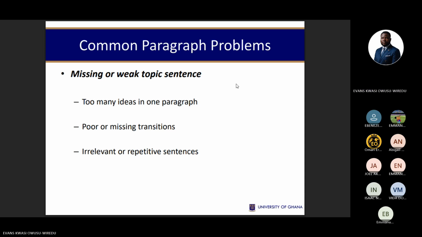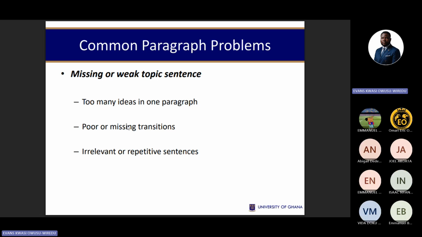So common paragraphing problems, these are some of the key things. Too many ideas in one paragraph, poor or missing transitions. These are some of the examples which we've talked about. If you look at what entails in paragraphing, the avoidance or the omission of these will be what is needed here. Are we following? Very, very important.